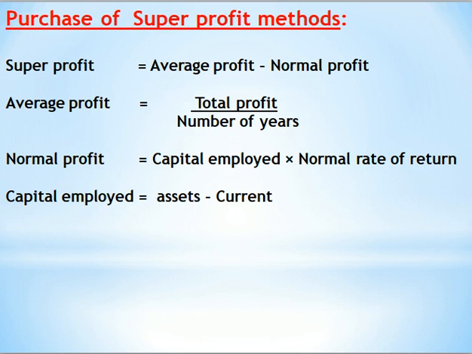In the purchase of super profit method, super profit is equal to average profit minus normal profit. For the calculation of average profit, it is equal to total profit by number of years. For the calculation of normal profit, it is equal to capital employed into normal rate of return. For the calculation of capital, it is equal to assets minus liabilities.